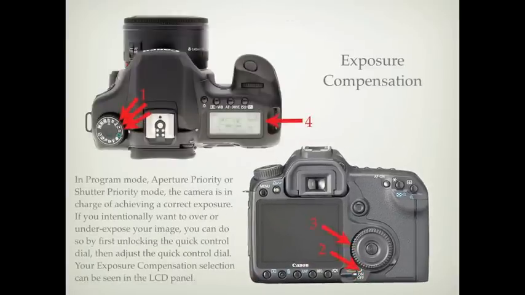In program mode, aperture priority, or shutter priority mode, the camera is in charge of achieving a correct exposure. If you intentionally want to over or underexpose your image, you can do so by first unlocking the quick control dial, then adjust the quick control dial. Your exposure compensation selection can be seen in the LCD panel.